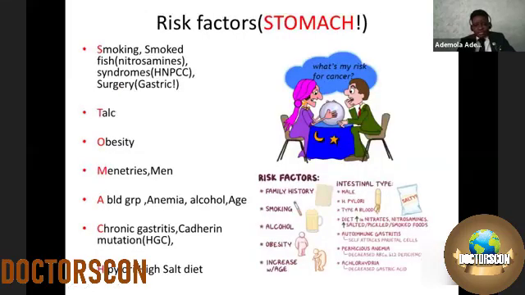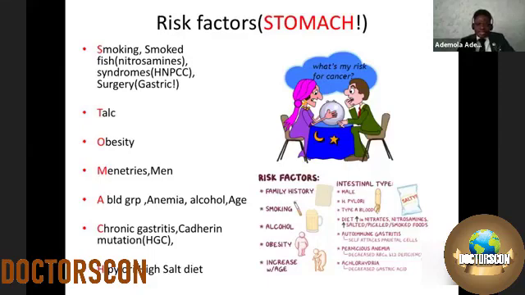Of course, we need to consider risk factors of gastric cancers. Again, I teach my students to remember the word stomach. So smoking, cigarettes, taking smoked fish, or food containing nitrosamine, some syndromes such as hereditary gastric syndrome or Lynch syndrome, and even gastric surgery long term can actually predispose individuals to developing gastric cancer. Exposure to talc, obesity, and immunodeficiency disease, and even men have predisposing factors to gastric cancers. Because blood group A is suggested to be a predisposing factor, anemia, alcohol, and age.